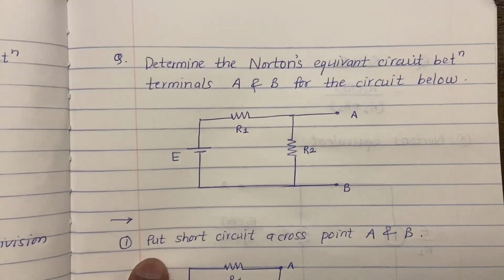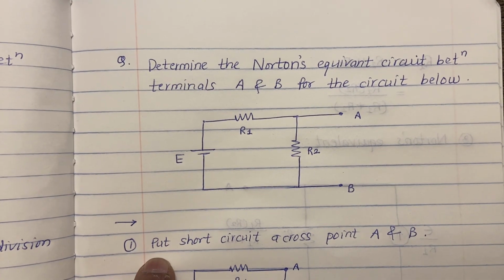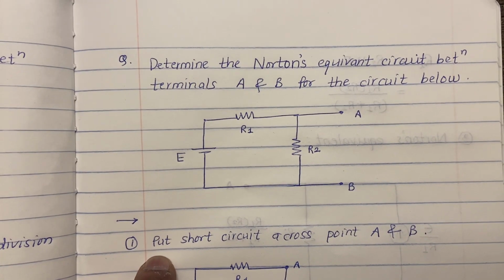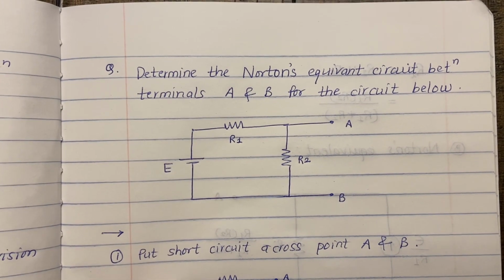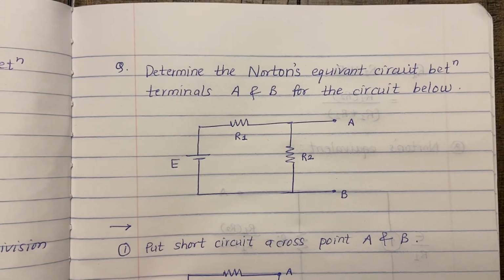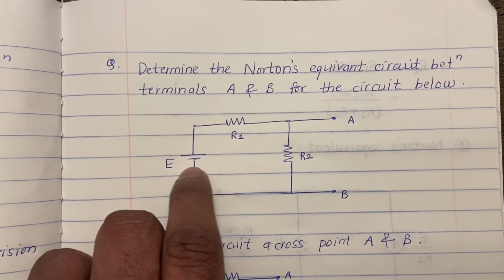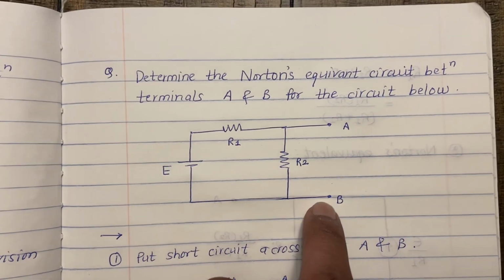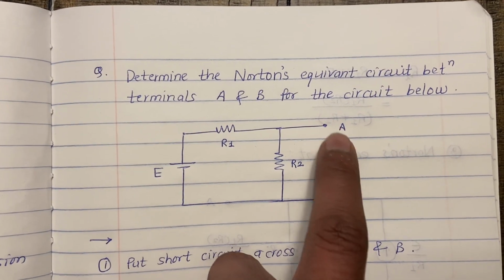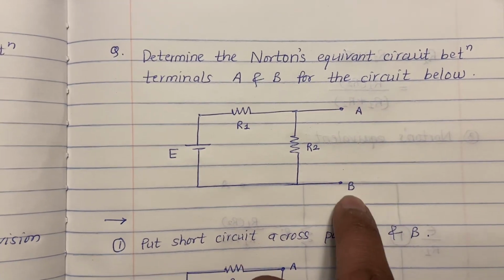Good morning friends. Today we are going to study how to find the Norton's equivalent circuit across two terminals. In the previous lecture we studied how to find the Thevenin equivalent for the same circuit. So let's start. We have a battery source E, two resistors R1 and R2, and the points A and B. We need to find Norton's equivalent circuit across points A and B.